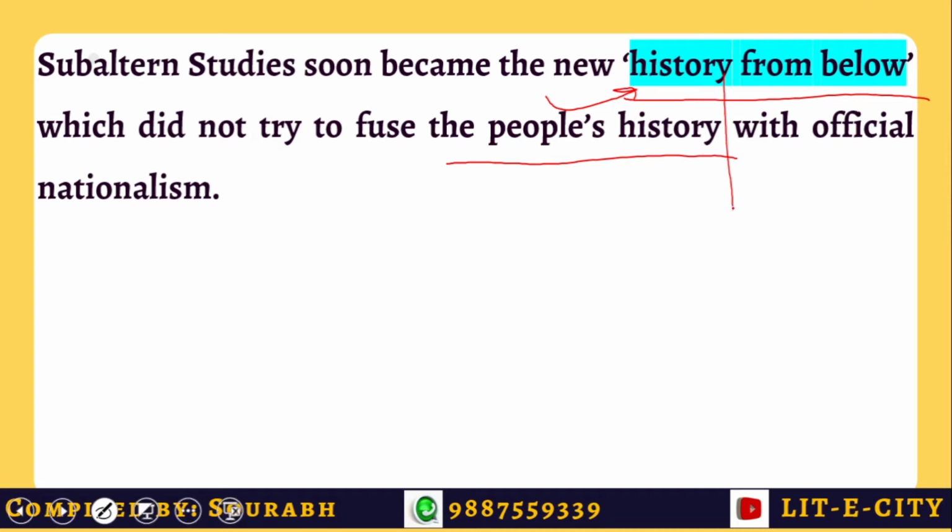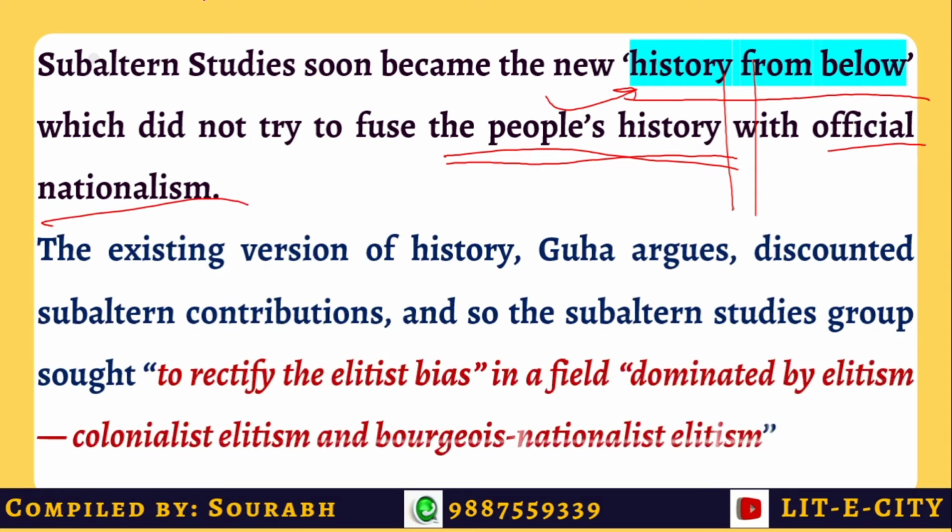So now there are two parts. One is people's history, which is promoted by subaltern studies, and there is official nationalism, which is part of an elitist project. Now, the existing version of history ignored subaltern contributions, and so the subaltern studies group sought to rectify the elitist bias in the field dominated by elitism, colonialist elitism, and bourgeois nationalist elitism.